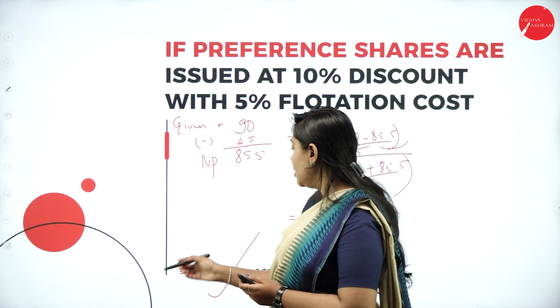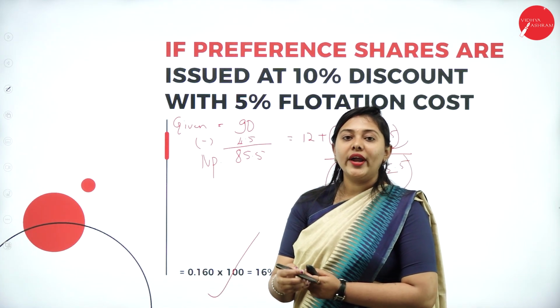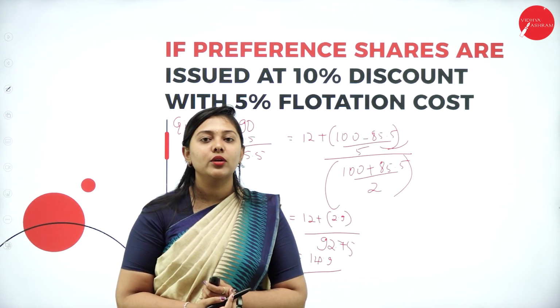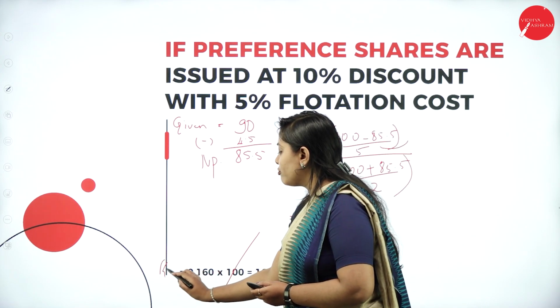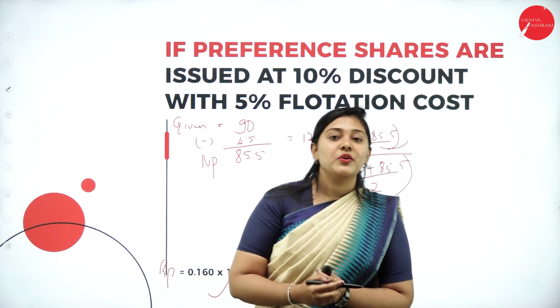So what will be the answer? The answer will be 0.16106 or it is 16%. So your cost of preference, redeemable preference shares.